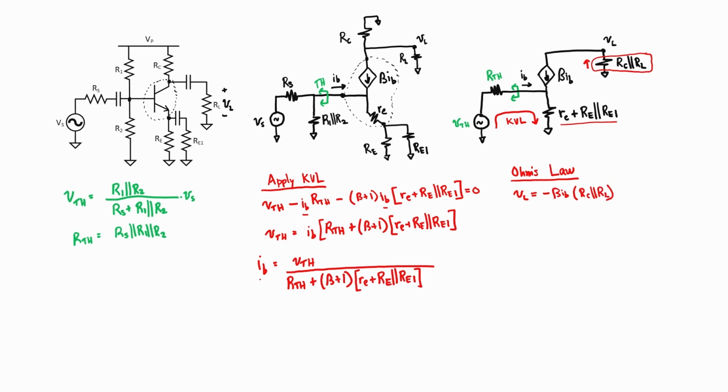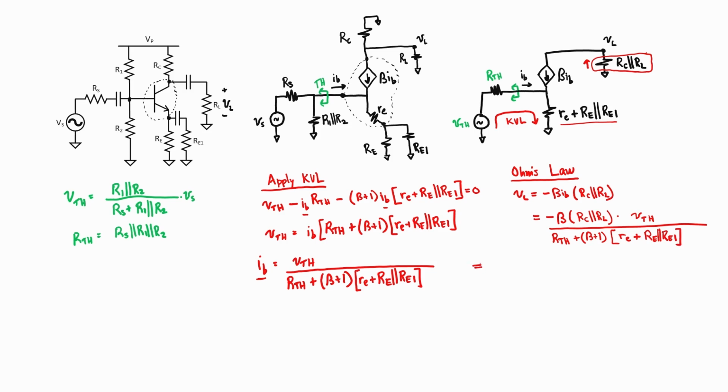I already have an expression over here for I sub B, so I'm going to now substitute that in to my expression for the load voltage. Let's write it over here to the right. So we have the Thevenin equivalent voltage and then everything in this denominator.